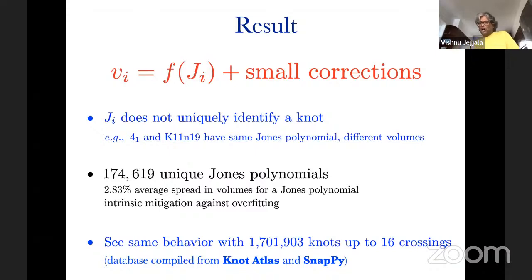This is good from a computer science perspective in that because of this non-uniqueness, there's an inherent mitigation against overfitting in tuning the hyperparameters of this network. We notice that the spread is roughly the same as the error in the prediction. So the neural network, because of the spread, is doing as well as we can expect of it. And of course, we see the same behavior with knots up to 16 crossings. This data set consists of 1.7 million knots. There are larger data sets of up to 18 crossings in the literature, but we've only looked up to 16 crossings. These results seem fairly robust as you increase the crossing number.